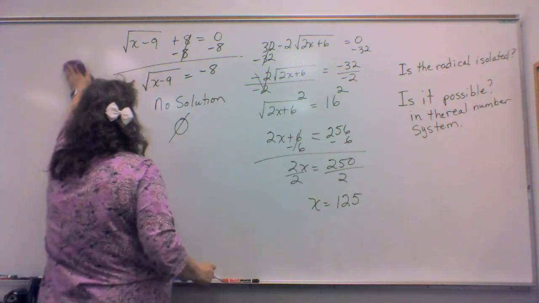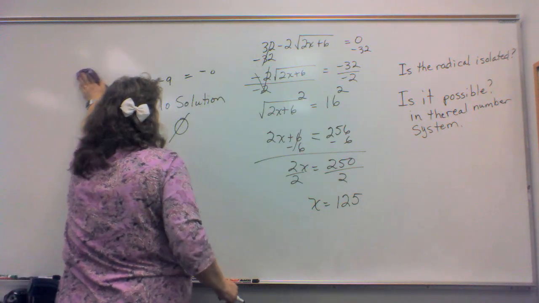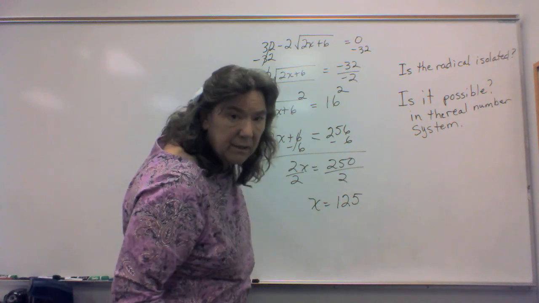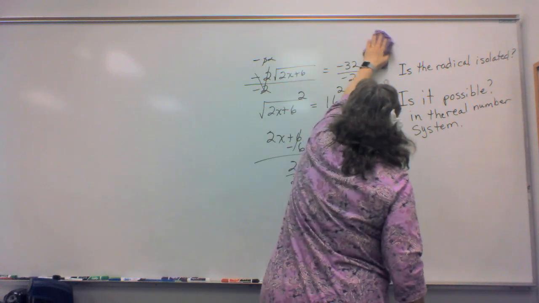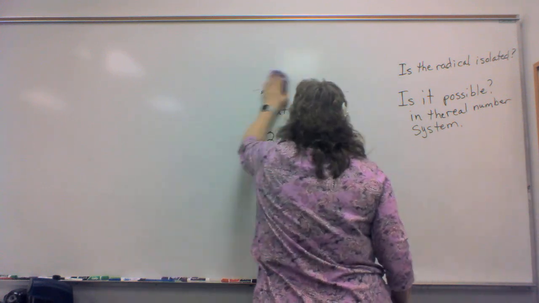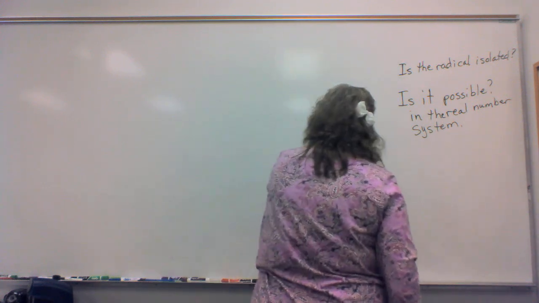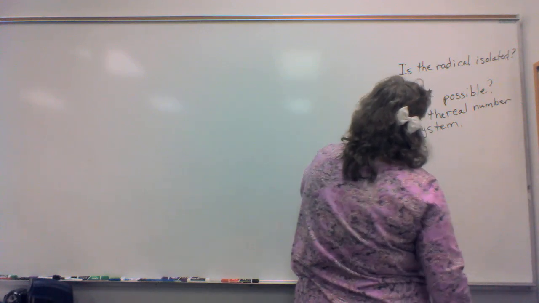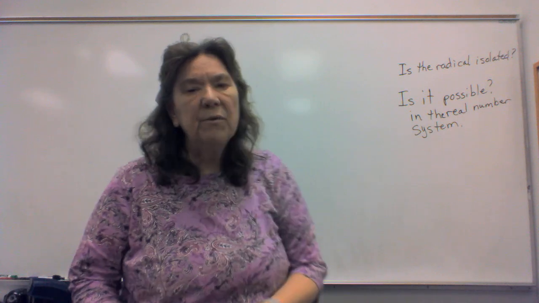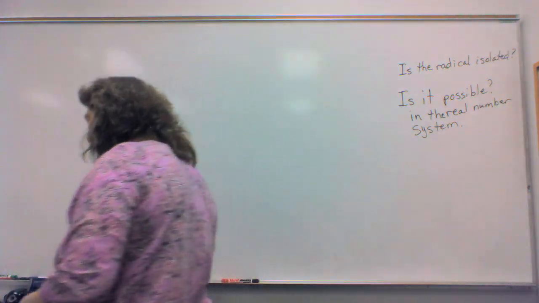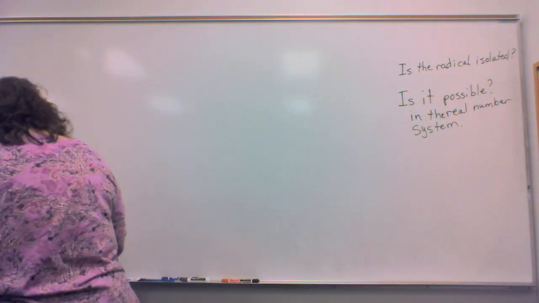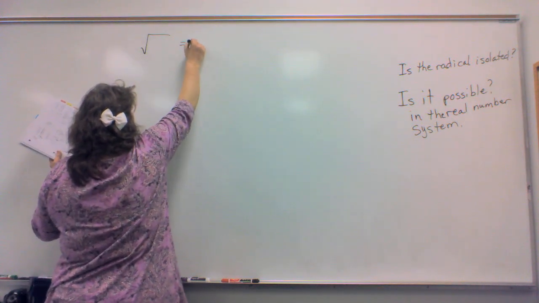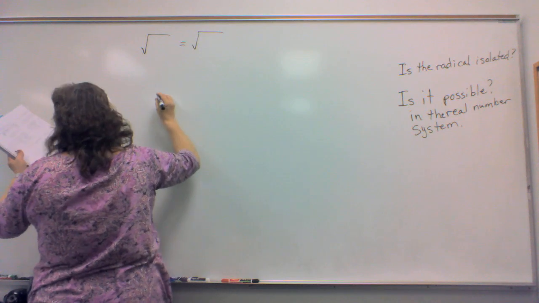Okay, now we're going to move into much more complex ones. And when we move into this, it's not going to be quite as clear cut as it has been. So let's look at examples where you have a radical equal to a radical.